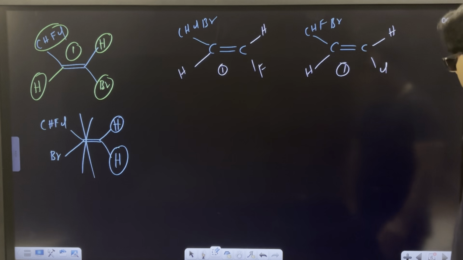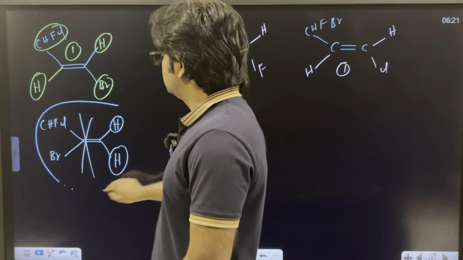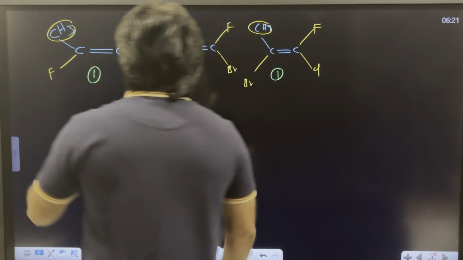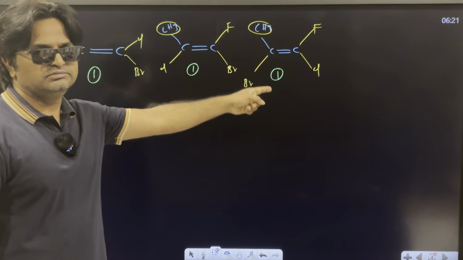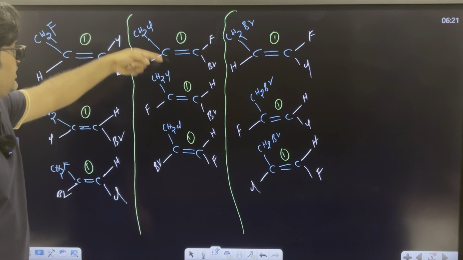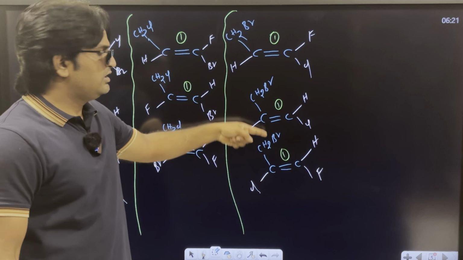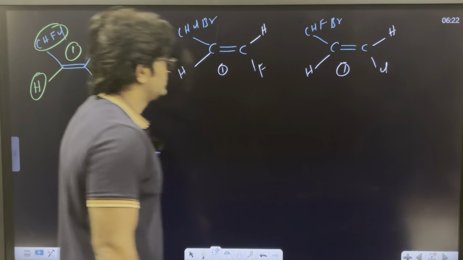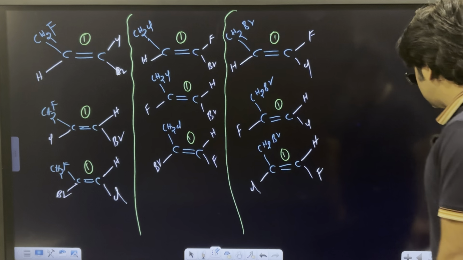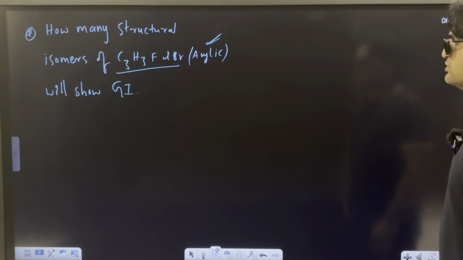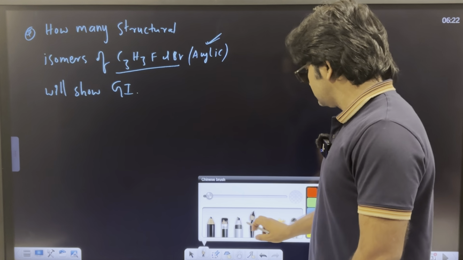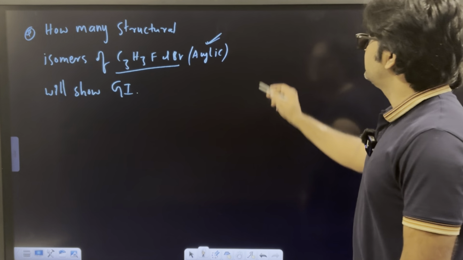Now finally, count the total number of geometrical isomers for the given molecule. Come back to these structures. Now tell me this one: 1, 2, 3. 1, 2, 3. Next, 4, 5, 6, 7, 8, 9, 10, 11, 12, 13, 14, 15. These are the maximum structural isomers which can show geometrical isomerism. So for this question, what is the right option? 15 is the right option. 15 structural isomers will show geometrical isomerism.